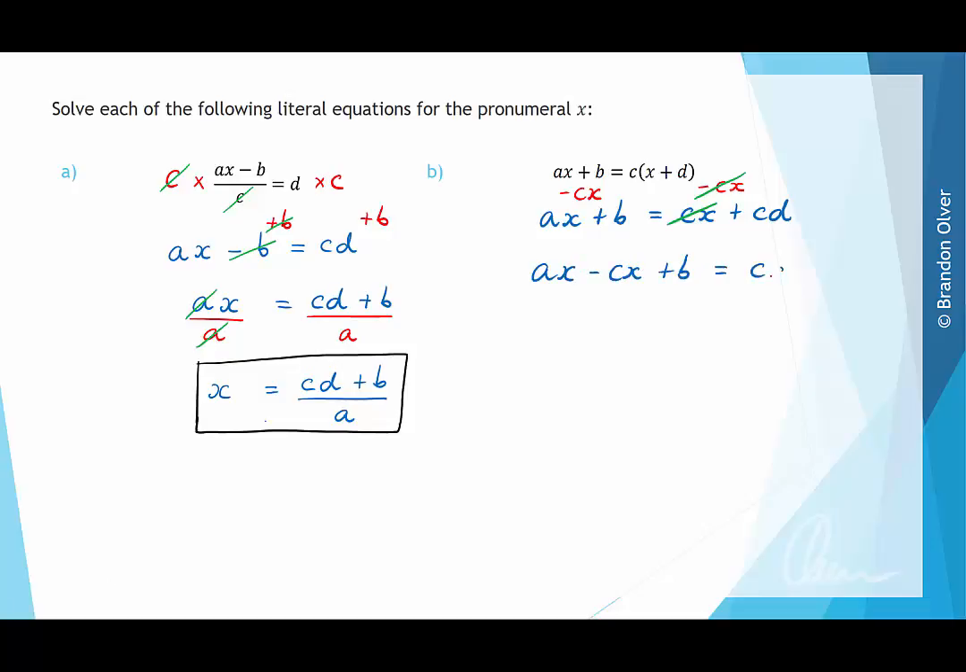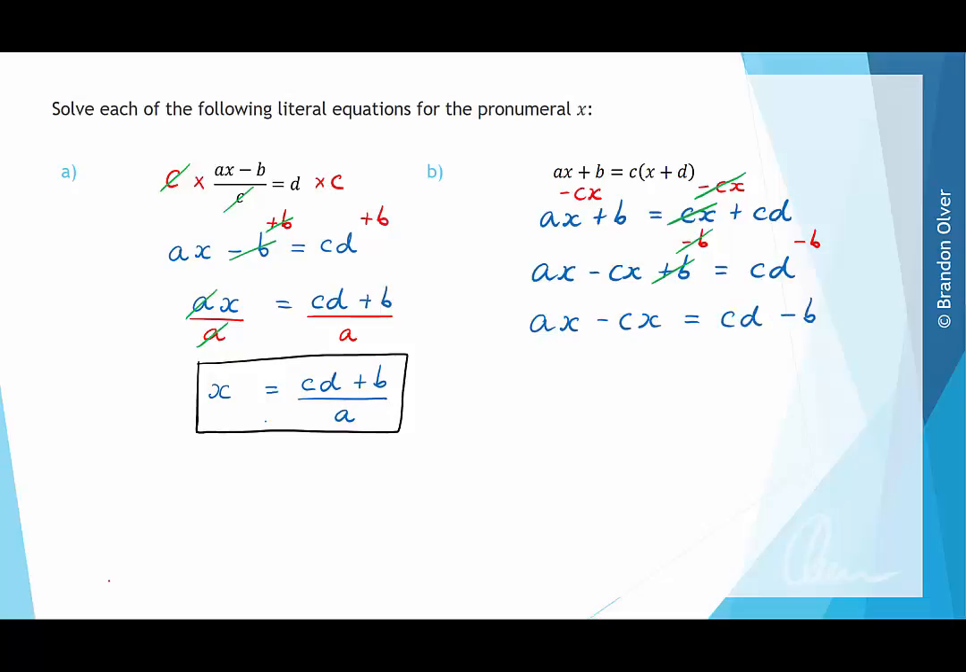is equal to cd. Next, we're going to subtract b from both sides to get all other terms on the other side of the equation. So that means that this positive b and negative b will cancel, and we will have ax minus cx is equal to c times d minus b.